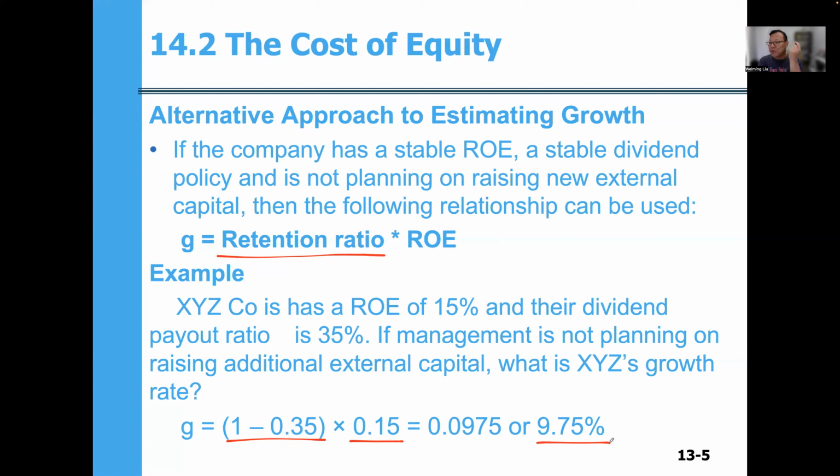The first one is to rely on the historical data. You compare 2 years, calculate the dividend growth of each year, and then you take the average. The second one, if facing all these assumptions, you are able to use this formula, retention ratio times return on equity.